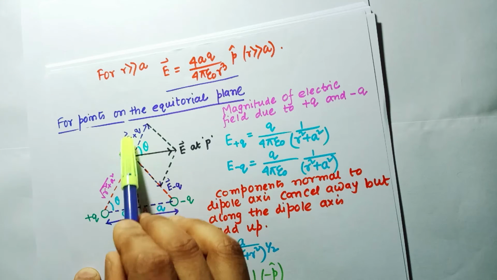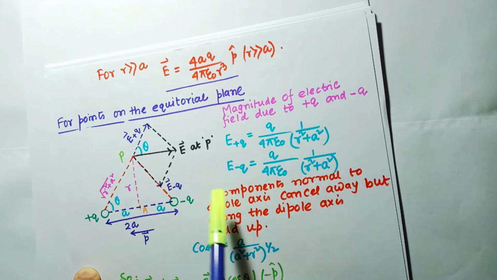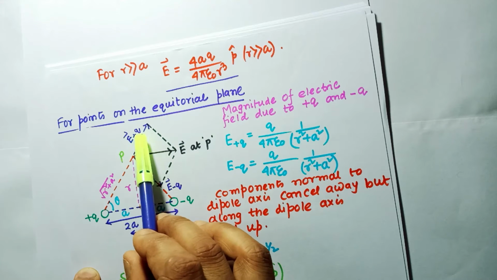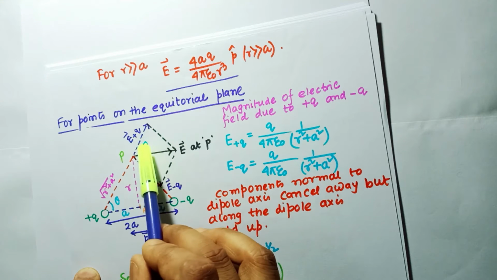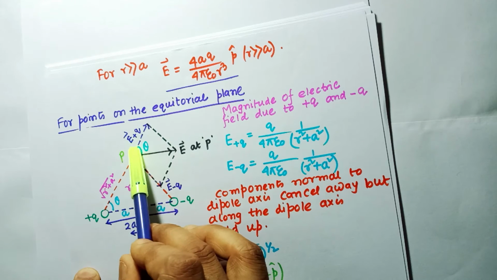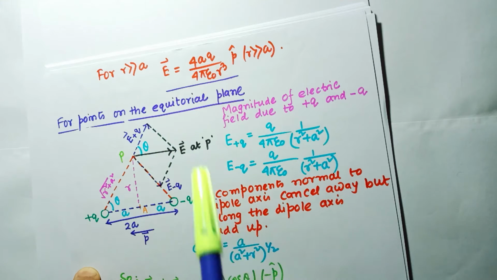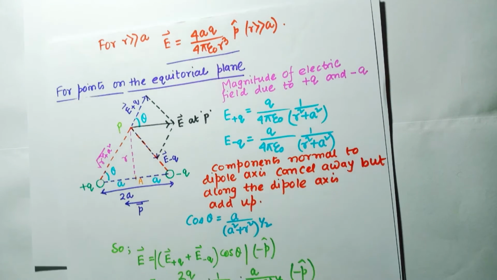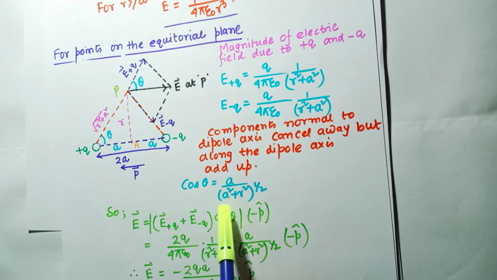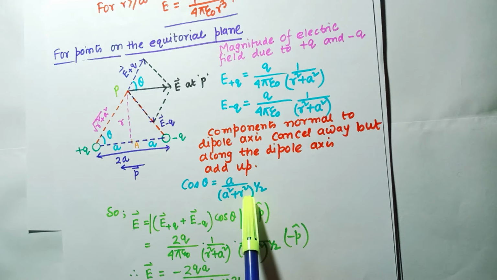So in this direction and this direction, these two will cancel, but in this direction, we need to take the value of this one times the cosine theta. We need to take the projection of this vector along this direction PE, and also E of minus q along PE. So this will add up. So cosine theta, we can write that cosine theta is equal to a divided by a square plus r square whole to the power half.